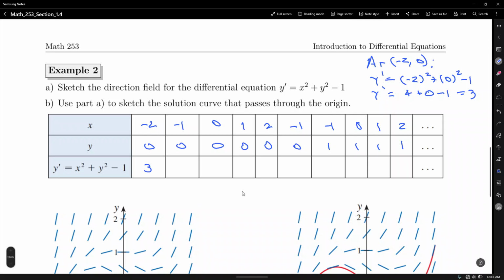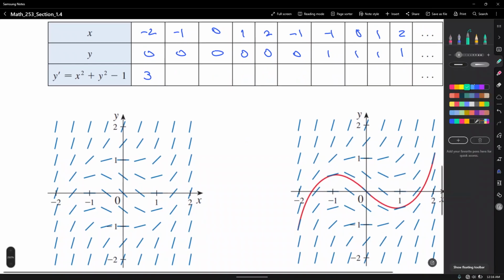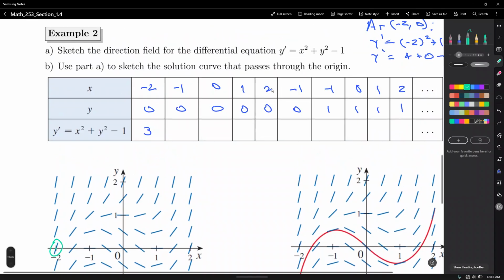Let's go ahead and look at that. At the point negative 2, 0, that's the slope right here. Does that look like a slope equal to 3? Certainly it does. Let me show you another calculation for the next point.